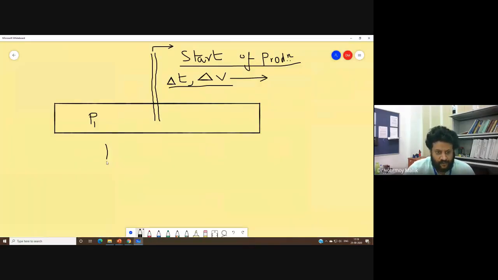So if I try to draw a pressure versus time curve, and suppose this is my P1, that's my initial pressure, or PI. That is where I start with. With time, my pressure will decrease, right? Keep on decreasing. Now, say for example, I shut this well. That means I stop my production.